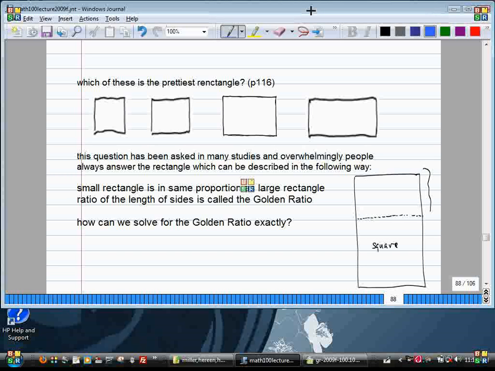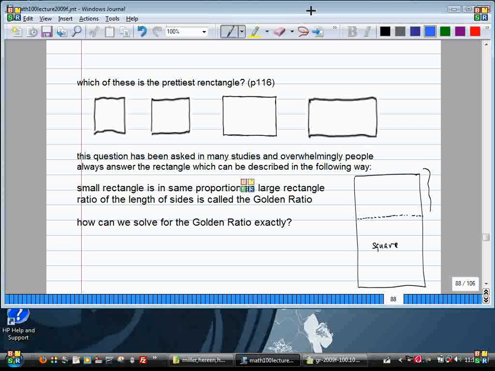So look at this picture that I've drawn. Now it's standing vertically, but don't let that fool you. If you take the big rectangle and cut off a square in the obvious way, you get a smaller rectangle. The smaller rectangle is in exactly the same proportions as the original rectangle. It's horizontal instead of vertical, but it's the same proportions. Does that make any sense? Does everybody know what proportions are? Yeah. Okay.